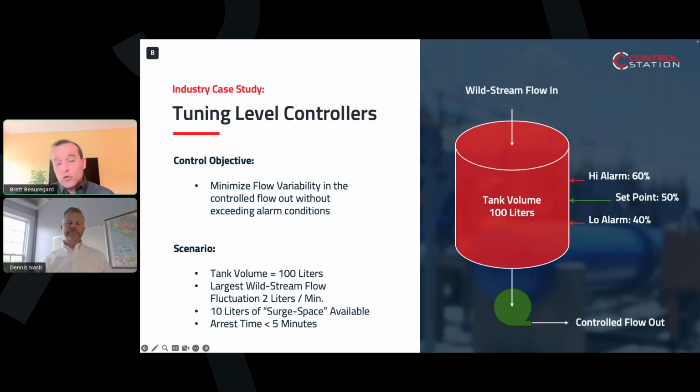In this case, we've looked at historical data, and we can see the largest fluctuation from the inlet flow is 2 liters per minute. We know that our surge space, we have 10% of 100 above and below. That means we have 10 liters of available space to go up or down, and we know that our fluctuations can be 2 liters per minute. 10 divided by 2 means that we've got to get this thing around in less than 5 minutes, or we're going to get an alarm, and that's not good for anybody.